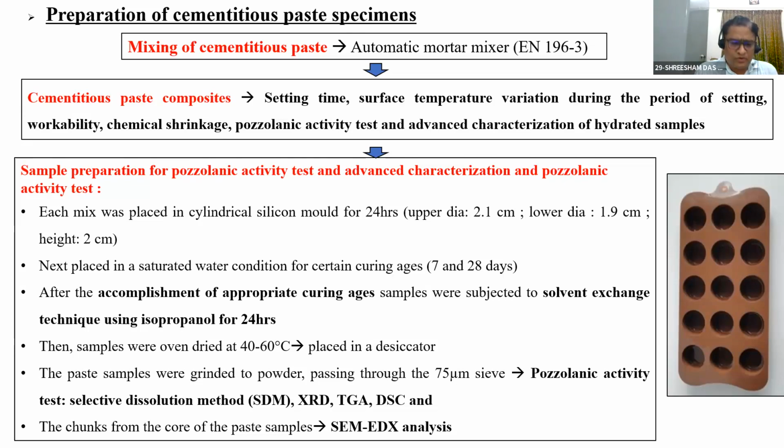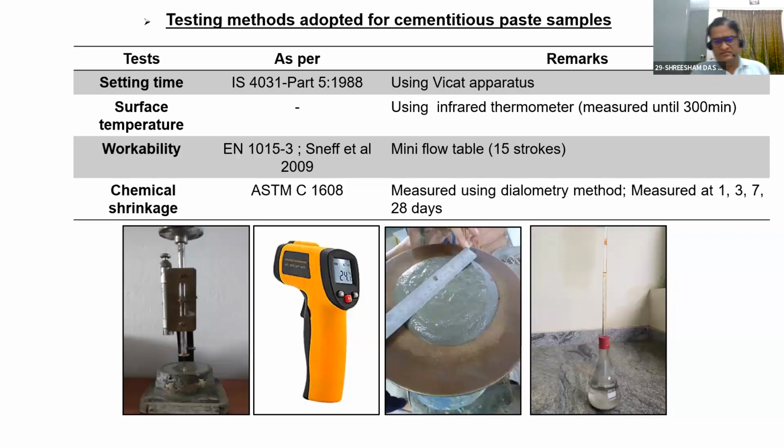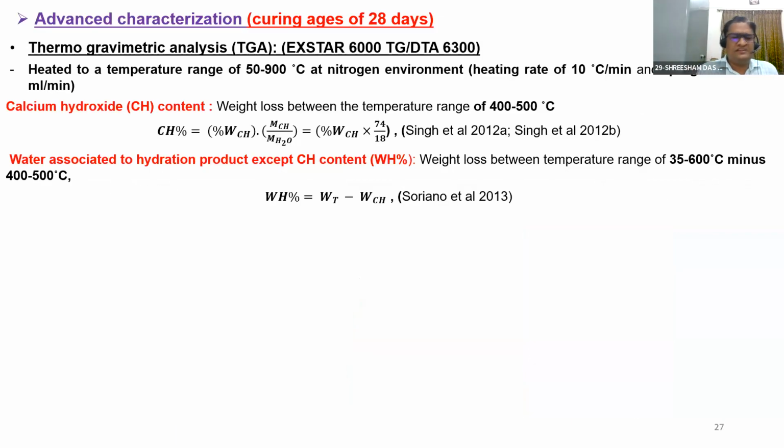That is the pozzolanic reactivity test, but I will skip this one because it is already published. We also did XRD, TGA, and DSC. I will speak more today about TGA and DSC, mostly DSC, because this talk is towards thermal efficiency. We have also done SEM EDX analysis. So the pastes were characterized first, and then we did the advanced characterization.